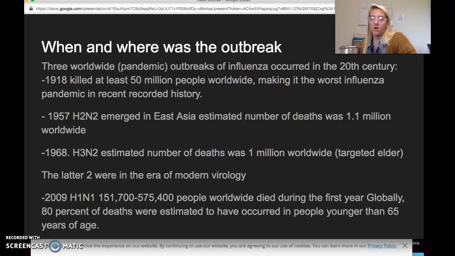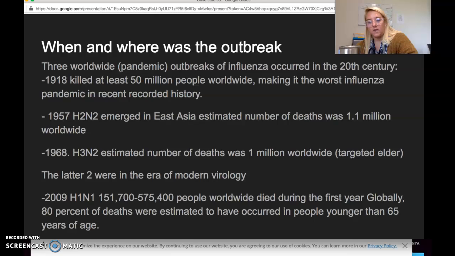So remember, viruses and bacteria both can mutate their DNA, just like we have mutations, they have mutations. They also have processes that help them mutate their DNA for better survival or just by random chance. In this case, we had a new emergent disease that had mutated in East Asia, and the estimated number of deaths was 1.1 million worldwide, so that was again a pandemic.